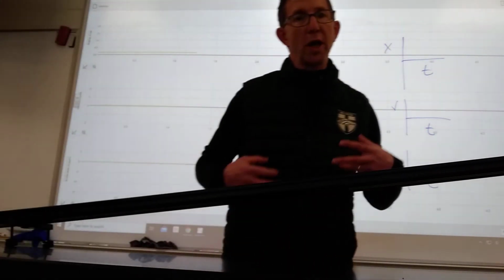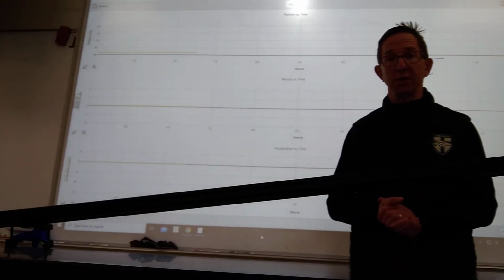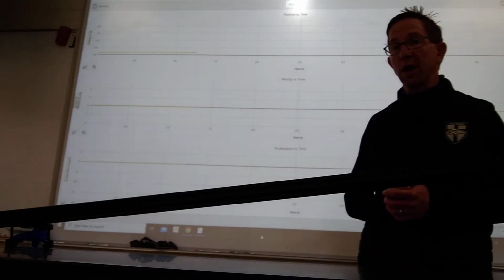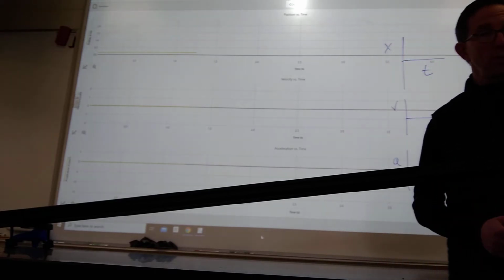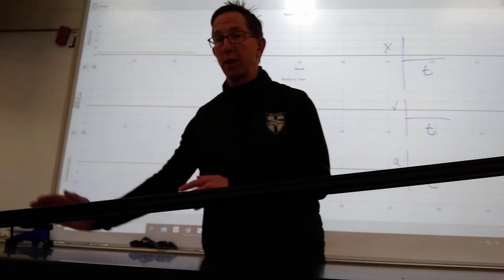Hey class, we're going to work on creating position versus time, velocity versus time, and acceleration versus time graphs for carts on a ramp. So the first trial we're going to do is simply with the cart at the top of the ramp and just let it go all the way down.